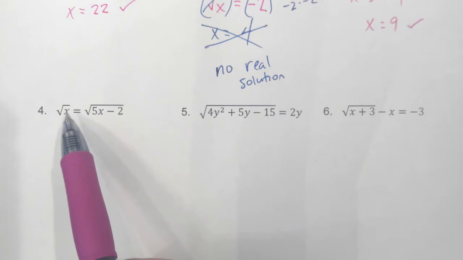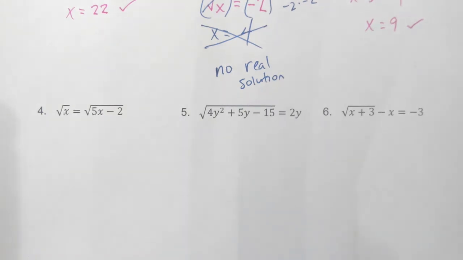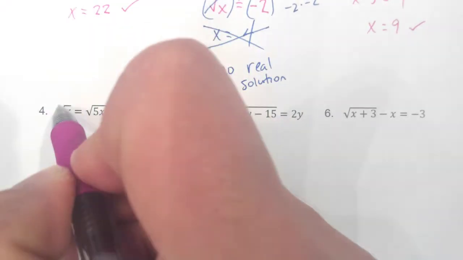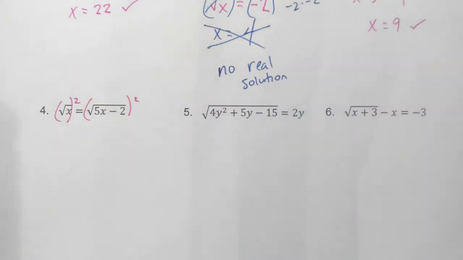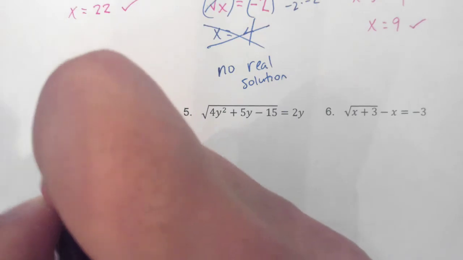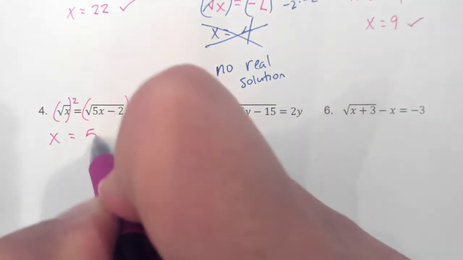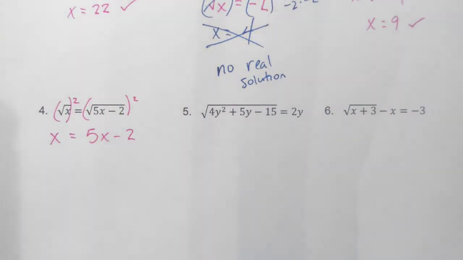Number 4, we have radicals on both sides of the equation. They're both already isolated, so this is going to work out really nicely. You just go ahead and square both sides. The square and the square root are opposites. They cancel each other out, so we're left with x equals 5x minus 2.